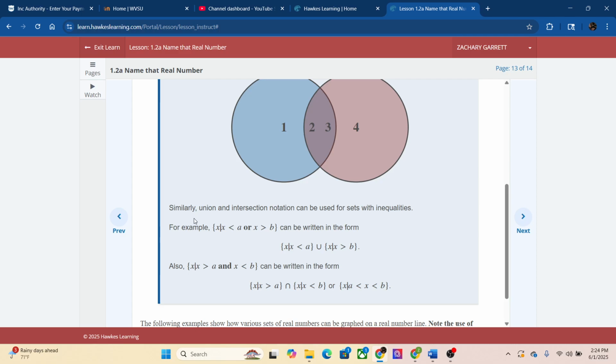Similarly, union and intersection notation can be used for sets with inequalities. For example, the set of x such that x is less than a or x is greater than b can be written in the form {x such that x is less than a} union {x such that x is greater than b}. Also, x such that x is greater than a and x is less than b can be written in the form {x such that x is greater than a} intersect {x such that x is less than b}, or x such that a is less than x and x is less than b.